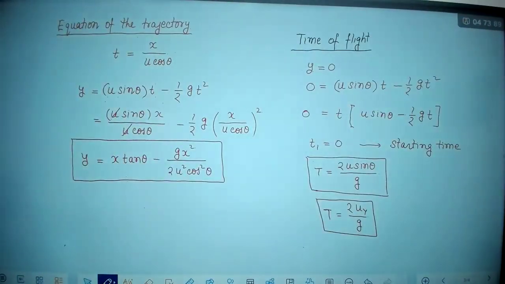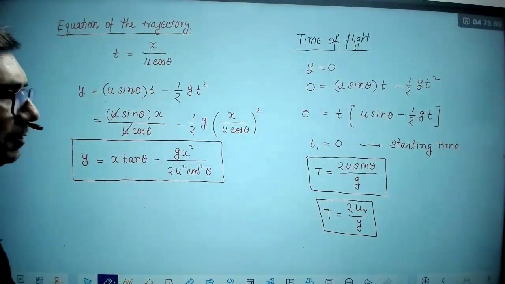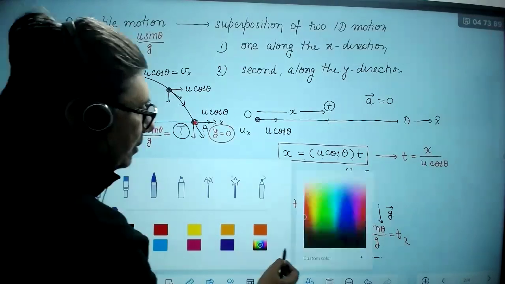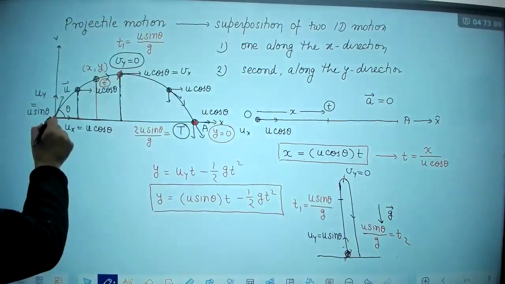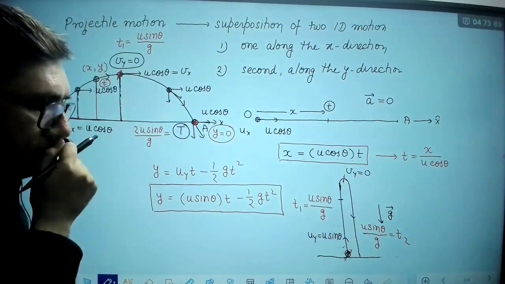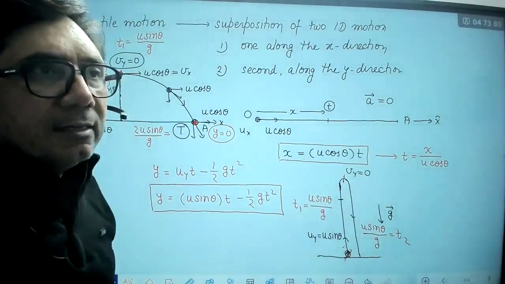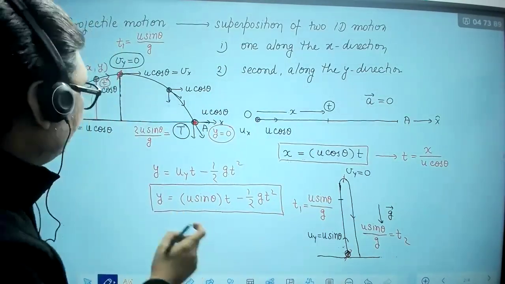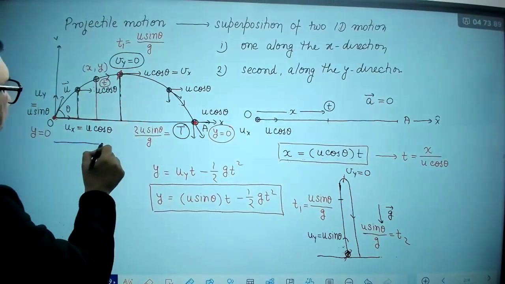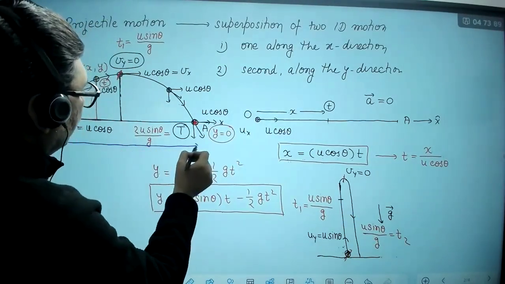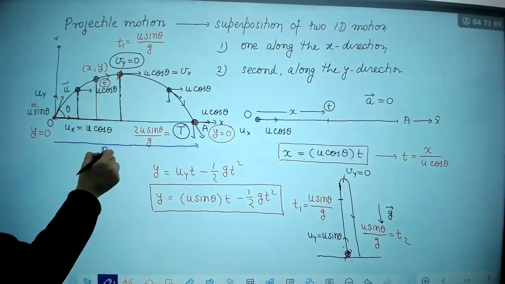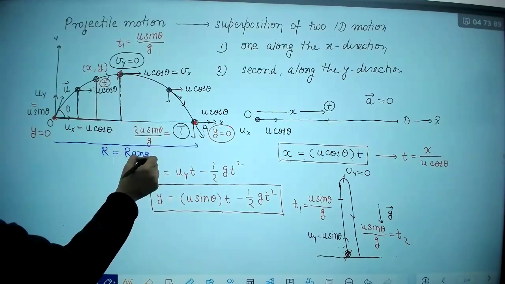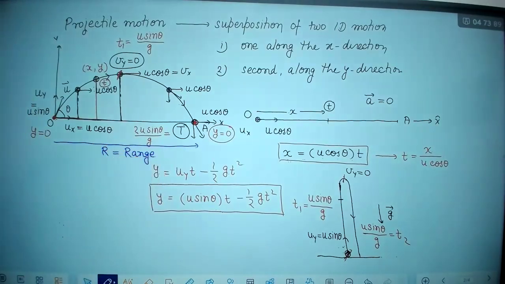Next, I want to find out the range. Range means the total horizontal distance the particle has traveled in capital T time. During its time of flight, how much distance is traveled by the particle? This distance from here to here is called R, and R is called the range of the projectile motion.